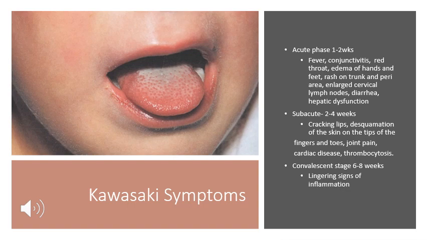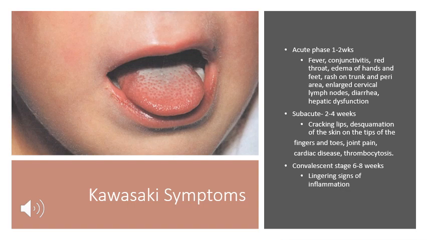The subacute stage usually lasts 2 to 4 weeks. It is characterized by no fever, cracking lips and fissures, peeling of the skin on the tips of the fingers and toes, joint pain, cardiac disease, and thrombocytosis, too many platelets. The convalescent stage is usually 6 to 8 weeks after the disease onset. The child appears normal but has lingering signs of inflammation.